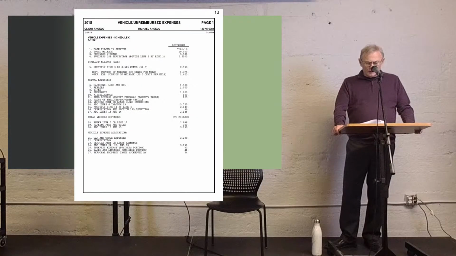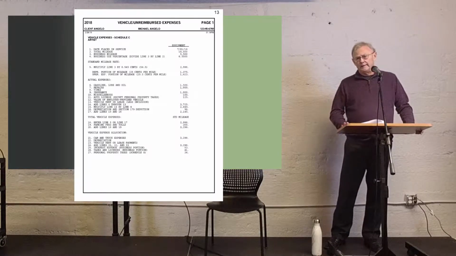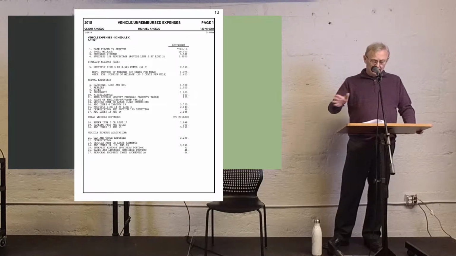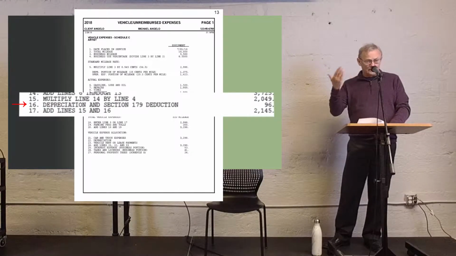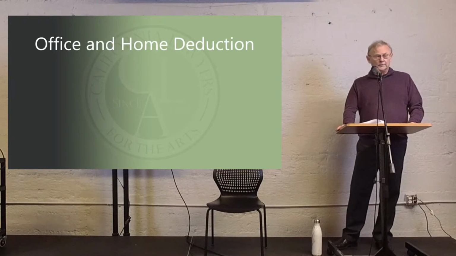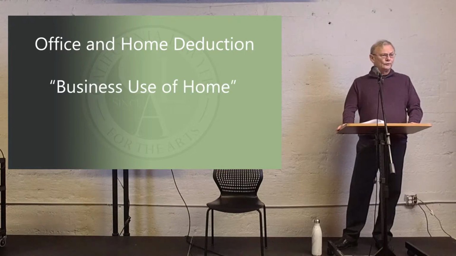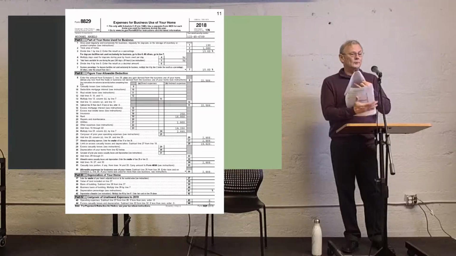Okay, there's one more expense in these actual expenses that I'm going to get to a little bit later on, and that's called depreciation. I'm just going to leave that there as a line item. You'll see here line 16, and I'm going to tell you how to compute that later. Not a related expense, but a related calculation, is the office in home deduction we just talked about. The official title of that is business use of home. So let's look at how we compute that deduction. It is reported on Form 8829, which is sheet 11 here in your material.